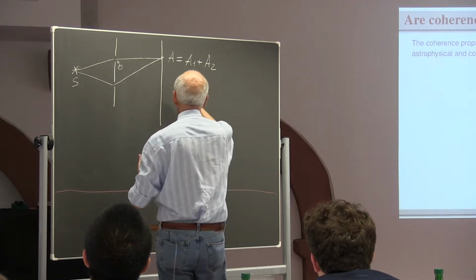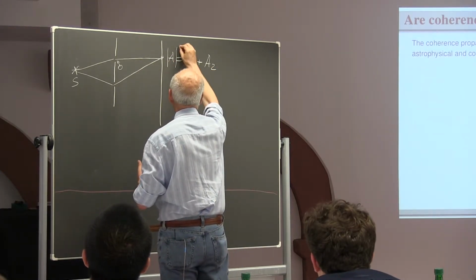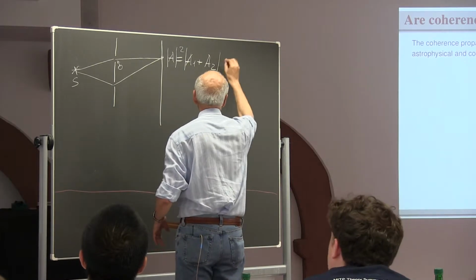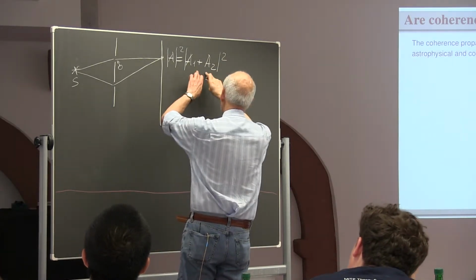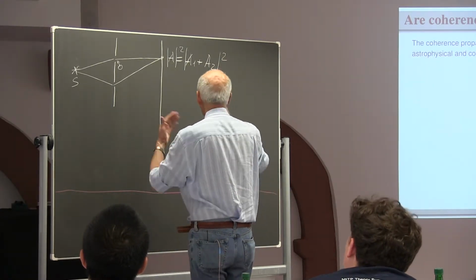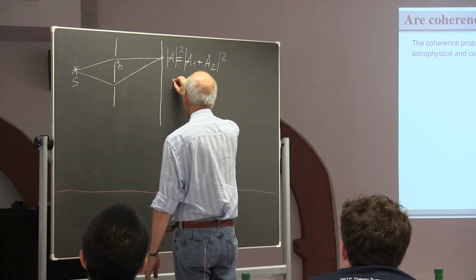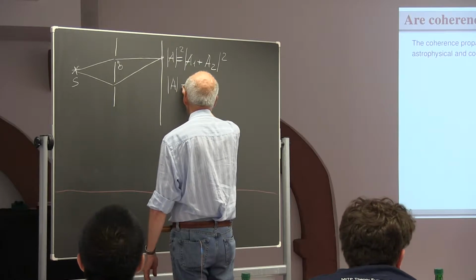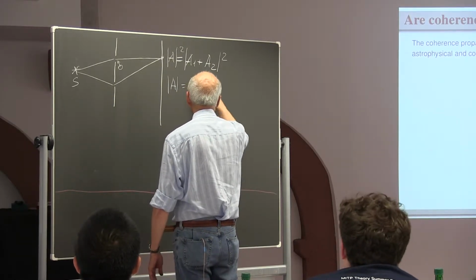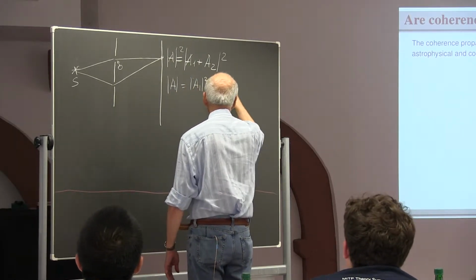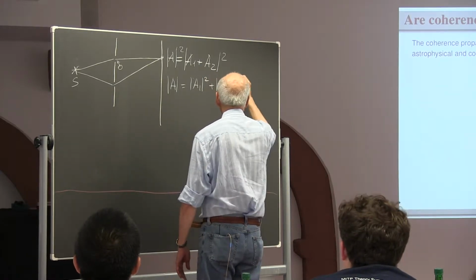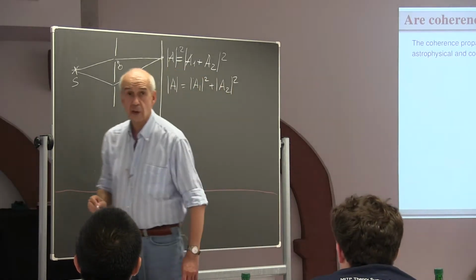If the interference is there, the probability is equal to the square modulus of the sum of these two amplitudes, and we see the interference effect. If it is broken, the coherence is broken, then we have A1 square plus A2 square and no interference at all.